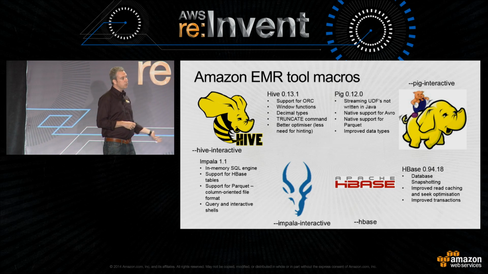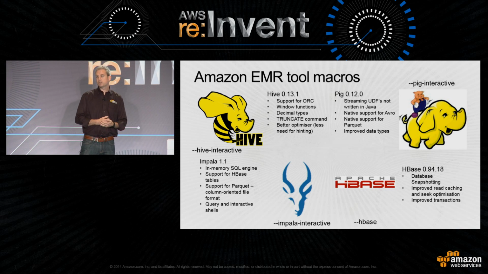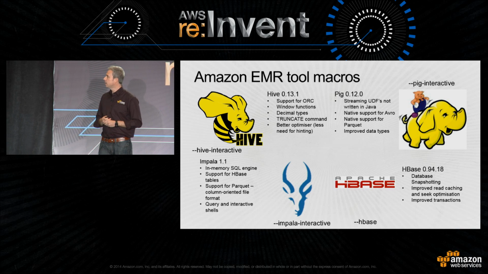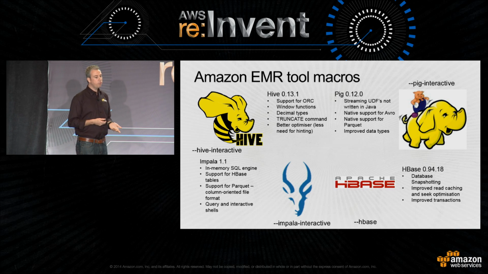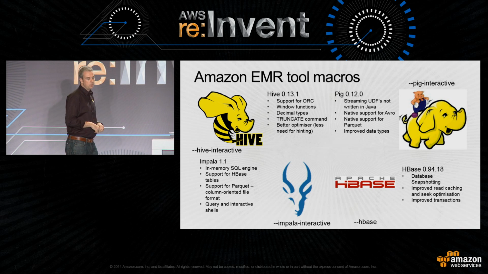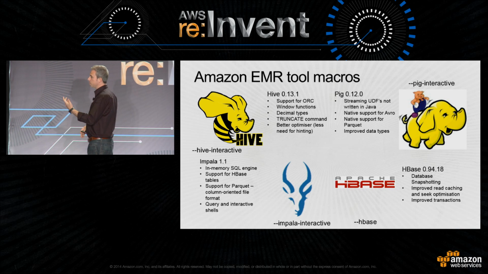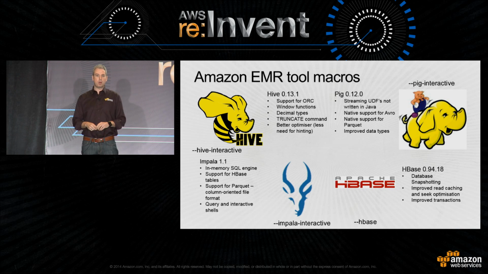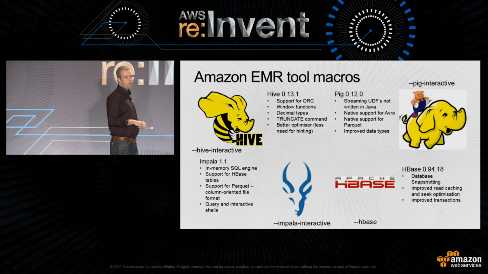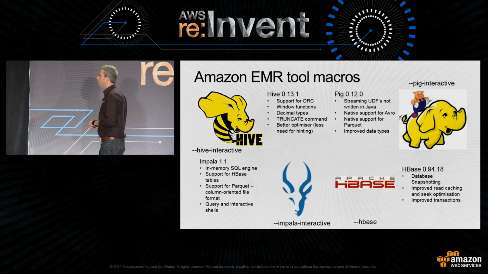We also have access to window functions, like you would see on Amazon Redshift or an extremely powerful MPP platform. With Pig 12, we get streaming UDFs that you can write in Python. You get native support for Avro and Parquet. You can run Impala with the Impala interactive macro that gives us in-memory SQL processing, support for Parquet, all of the stuff that you would expect from Impala.